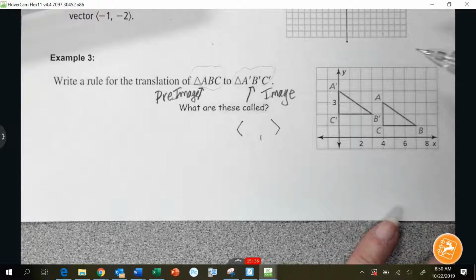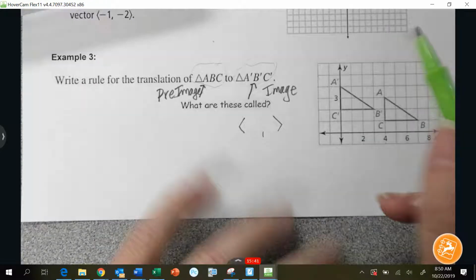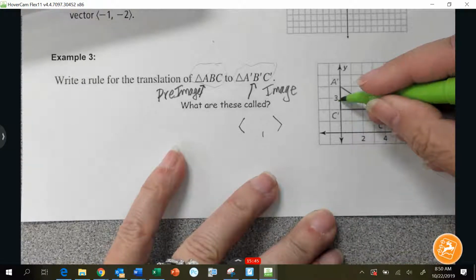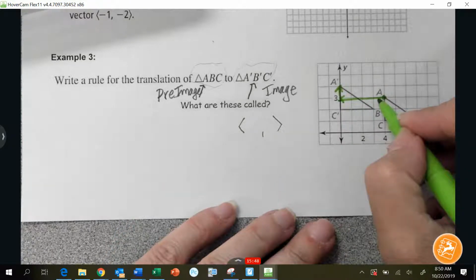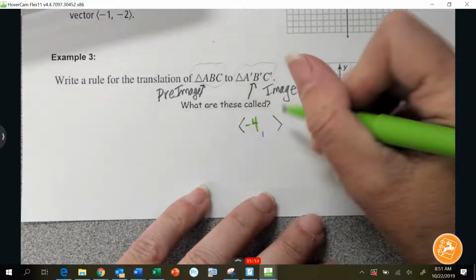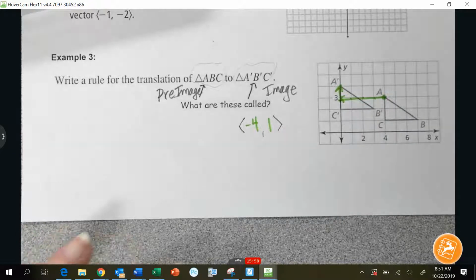If we're starting at A and going to A prime, which direction am I going? Left and up. So how far to the left? 1, 2, 3, 4. -4. And then we go up 1. So this would be the component form. This is how we write the rule.